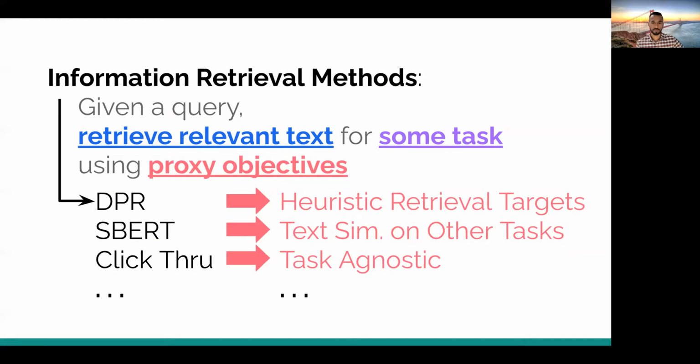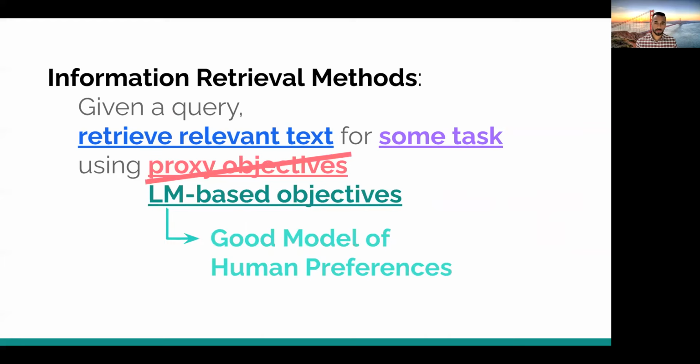agnostic. So what we do in this work is we replace these proxy objectives with a language model-based objective. So we use a model that is effective at predicting human preferences about the retrieved text in order to score the text that comes out of the text retrieval system and train that text retrieval system to give us more useful text.